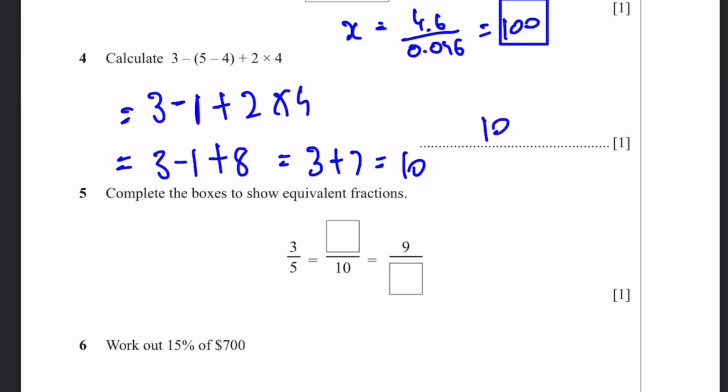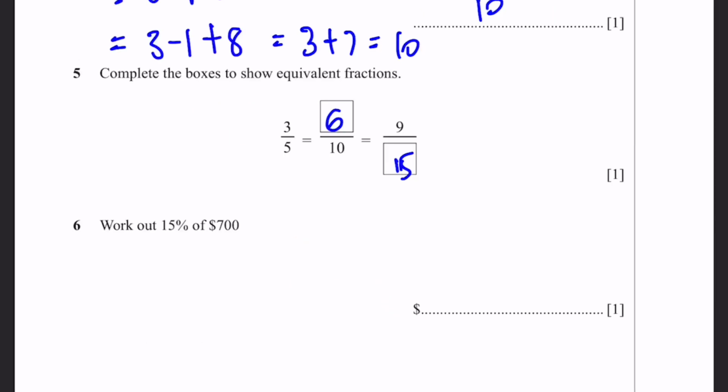Question 5. Complete the boxes to show equivalent fractions. 3 by 5 is equal to dash by 10, which is equal to 9 by dash. When you multiply both sides by 2, we get 6 by 10. And when you multiply both sides by 3, we get 9 by 15. That's the answer.